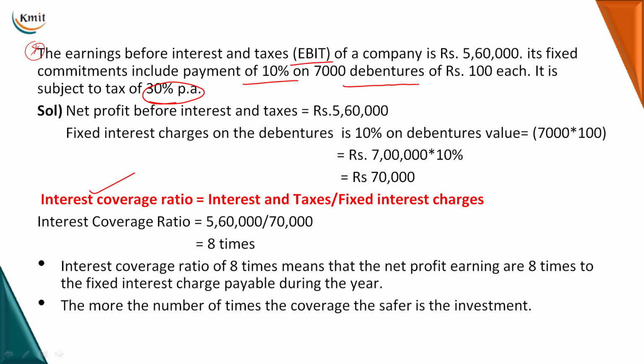First, calculate the fixed interest charges the firm is supposed to pay. That is nothing but 10% on the debentures value. Debentures are 7,000, and the rate per debenture is 100. It amounts to 7 lakhs into 10%. So the fixed interest charges the firm has to meet for that particular financial year is 70,000.